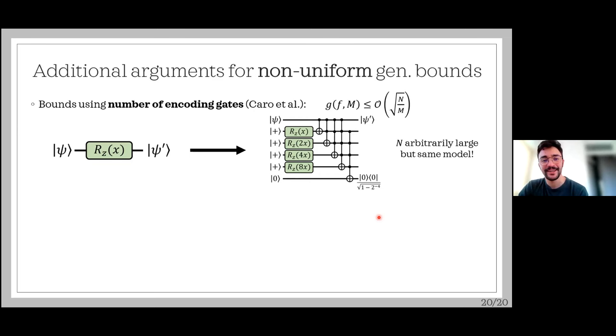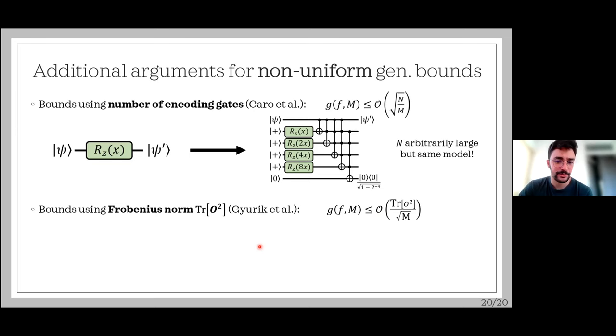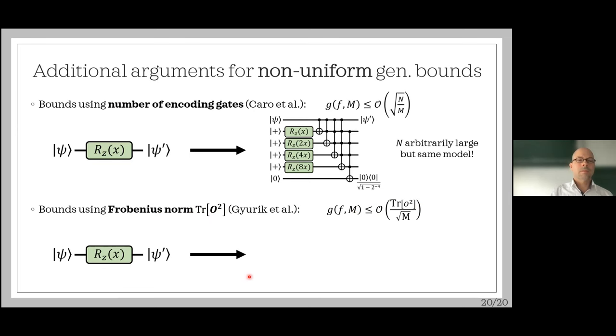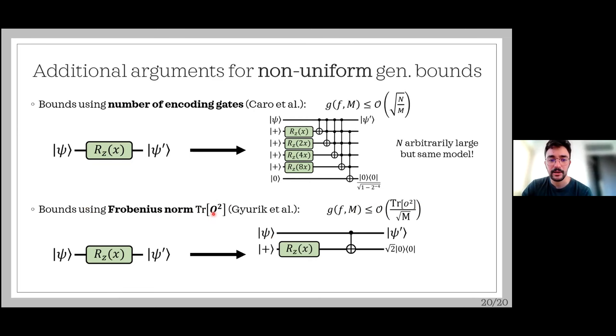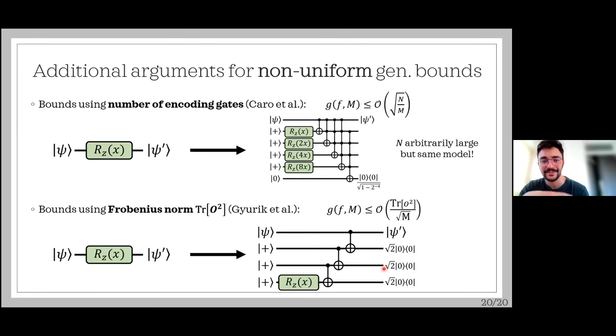I just want to show one with the paper from Casper as well. Maybe this is also obvious, but if you take the Frobenius norm as what you used for your bound, what you can do, again, is take any such encoding gate, an RZ gate, and basically teleport it once. Now the Frobenius norm is times two. Teleport it twice, okay? The Frobenius norm is times four. Teleport this, and so on and so forth. And effectively, what you get is a Frobenius norm that explodes. Right?